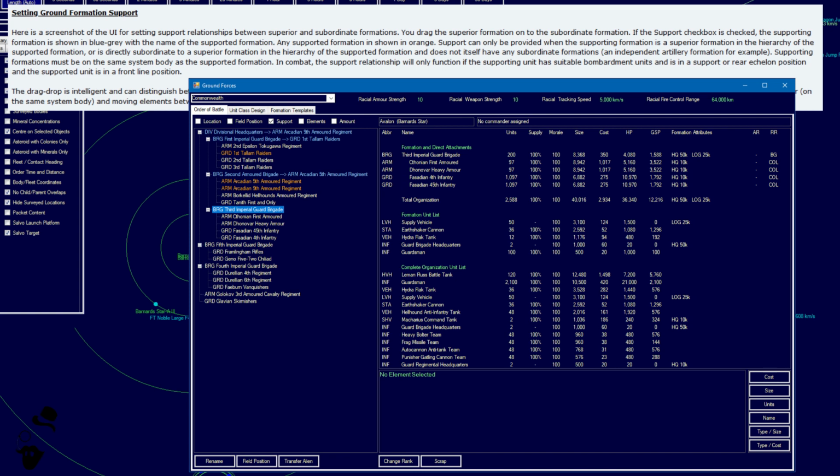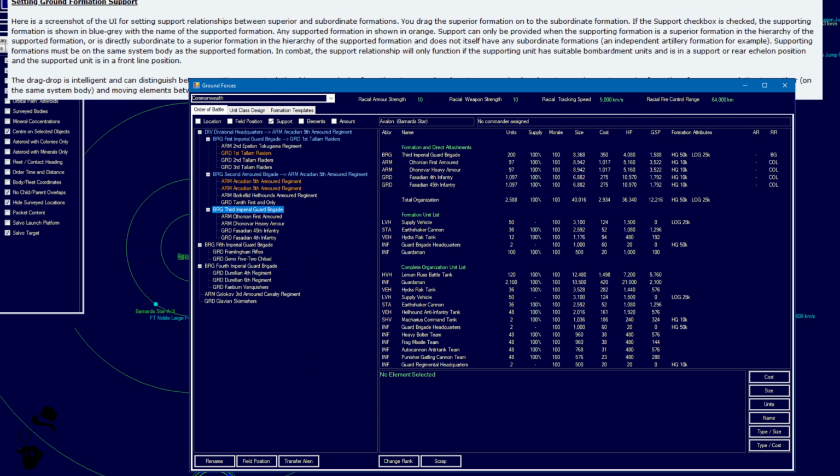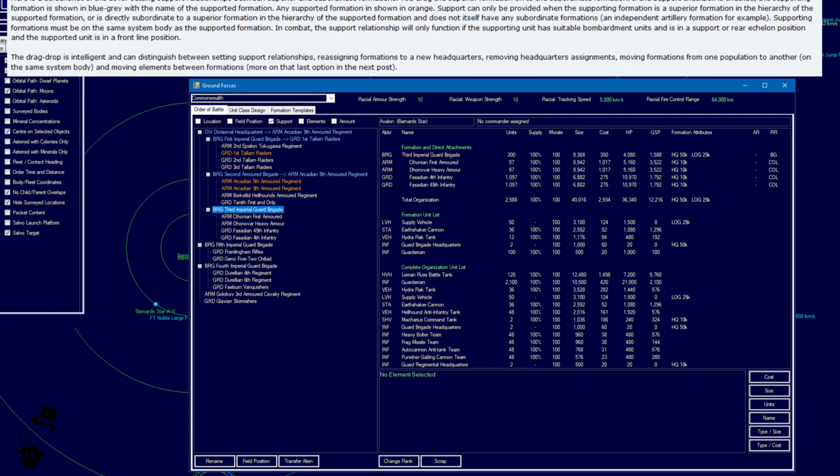Support can only be provided when the supporting formation is a superior formation in the hierarchy of the supported formation, or is directly subordinate to the superior formation in the hierarchy of the supported formation and does not itself have any subordinate formations. So, an independent artillery formation, for example. Supporting formations must be on the same system body as the supported formation. In combat, the support relationship will only function if the supporting unit has suitable bombardment units and is in a support or rear echelon position, and the supported unit is in the frontline position. So essentially, the supporting unit supports frontline positions with artillery.